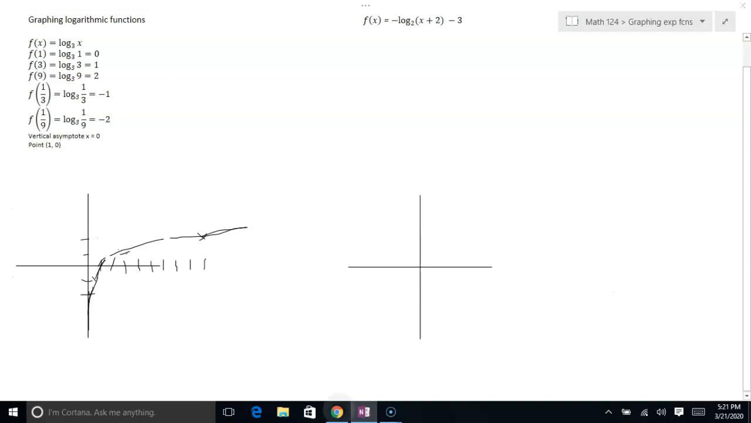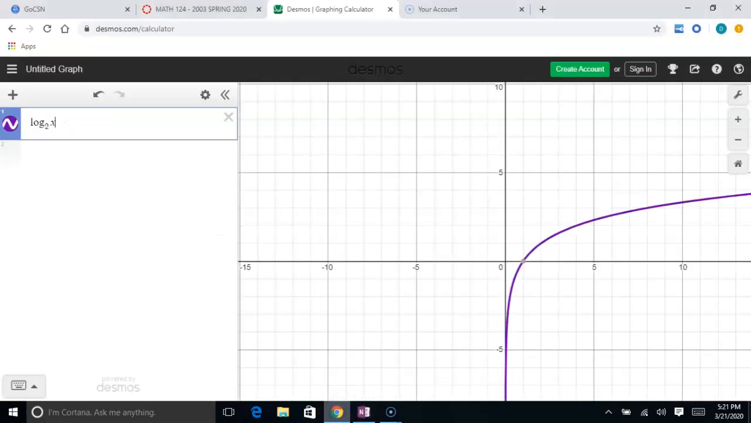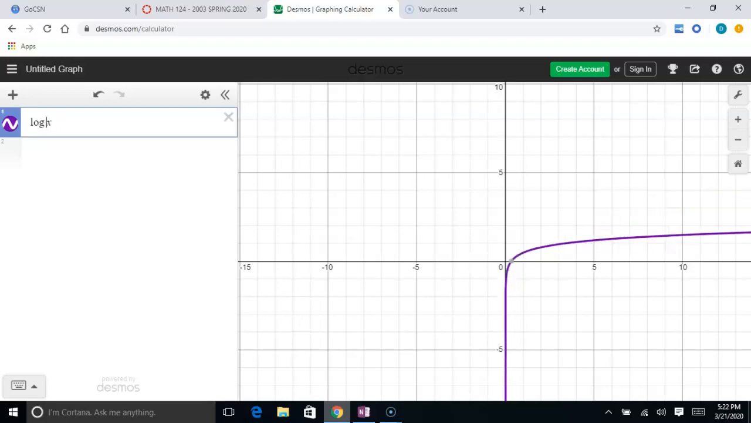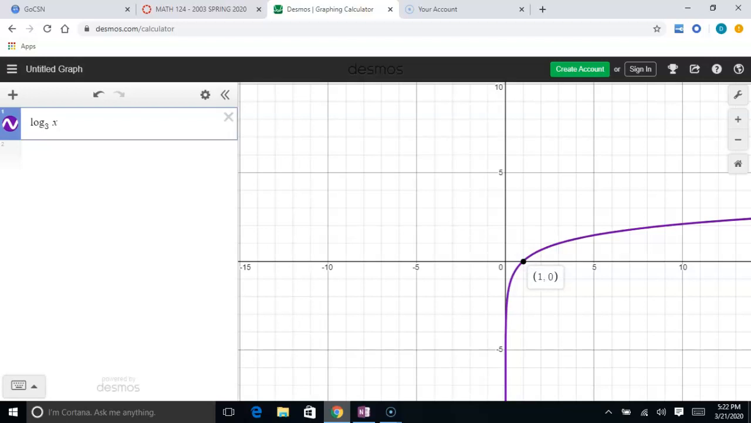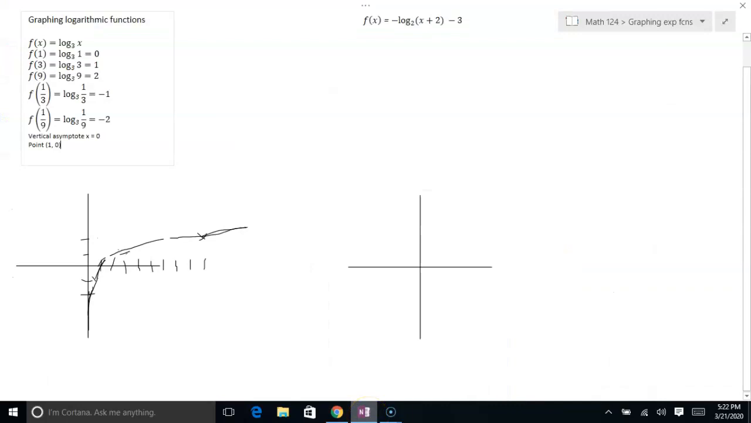So we have a nicer version. There's the Desmos version of log base, that's actually log base 2 of x, but we can change it to base 3 easily enough. There, log base 3 of x, and we can see the vertical asymptote there. We can see the intercept (1, 0), and we can see the purple graph going slowly up to the right. That's our overall shape of a logarithmic function.